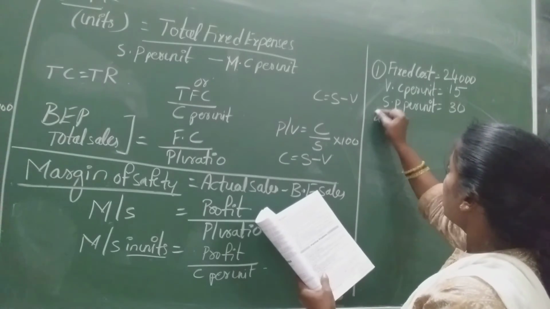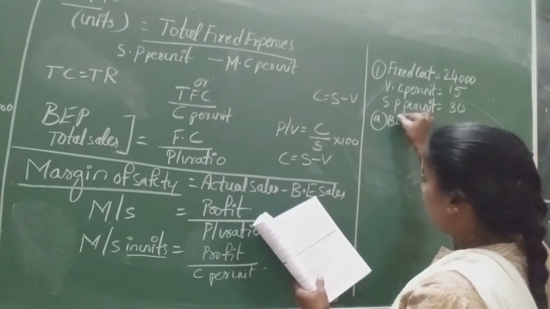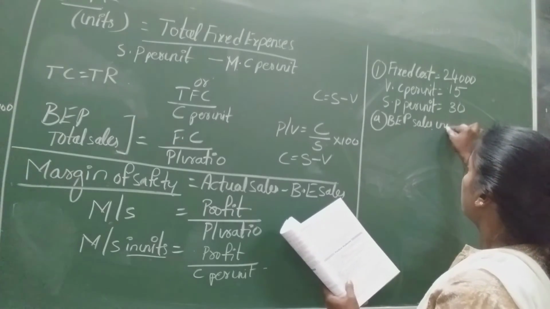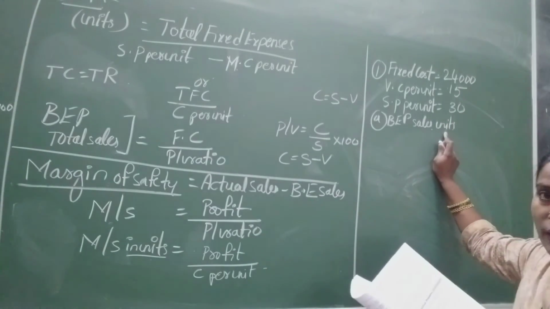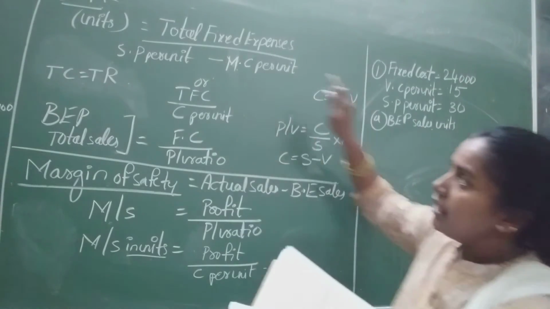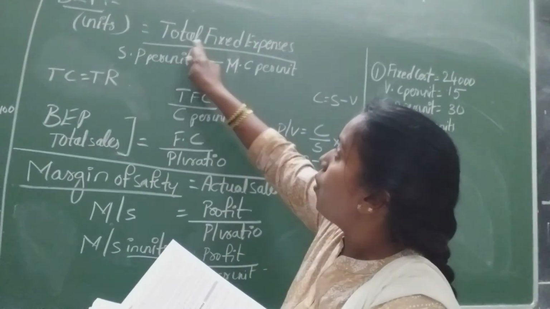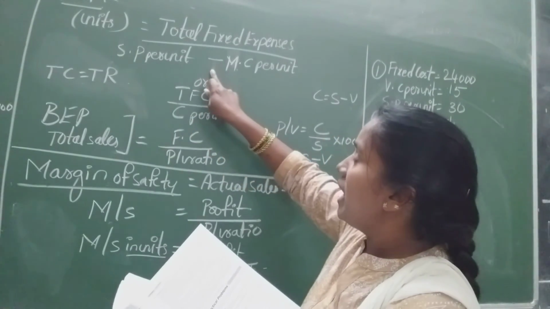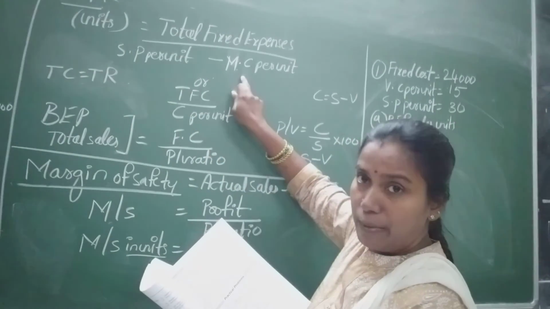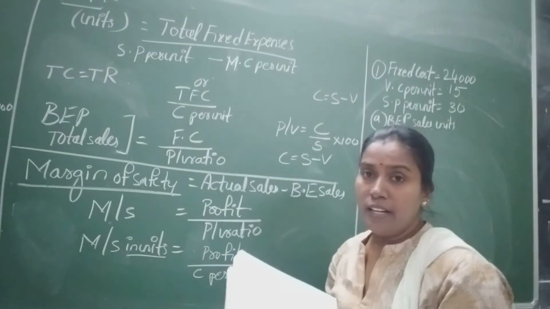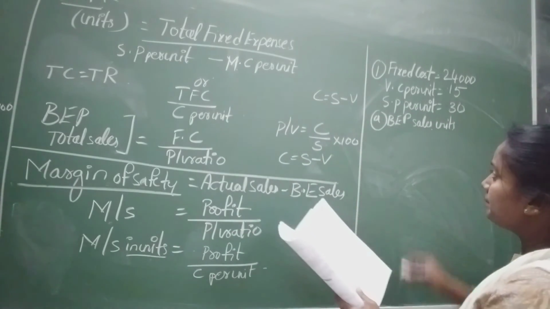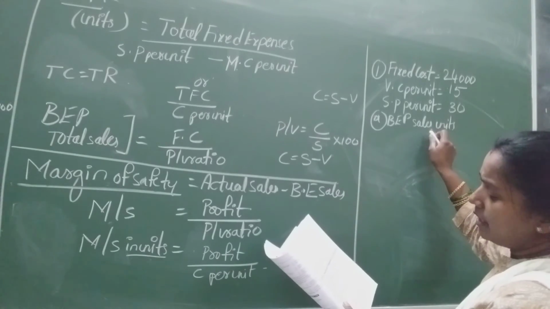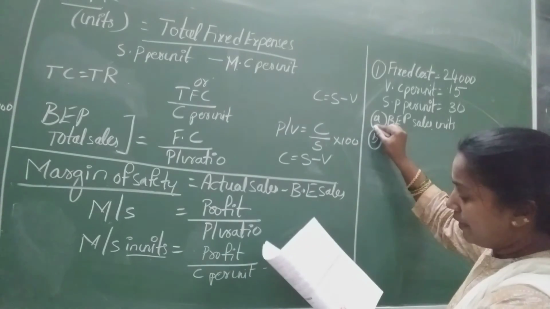First, he is telling us to calculate the break-even point in sales as well as units. So we should calculate two things: one is units and one is sales. Units means what is the formula? Total fixed expenses divided by selling price per unit minus marginal cost, which is also called variable cost per unit. This also we can take here. So first he is asking us to calculate this, and next please see the question.